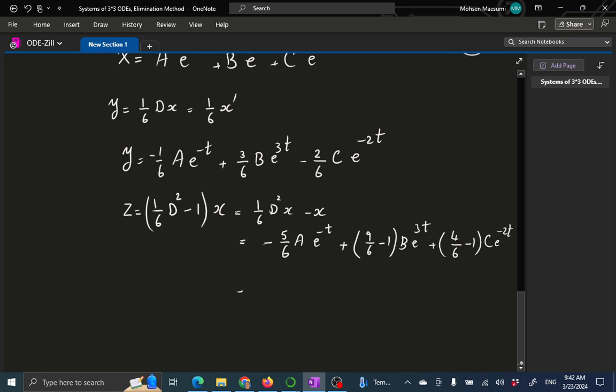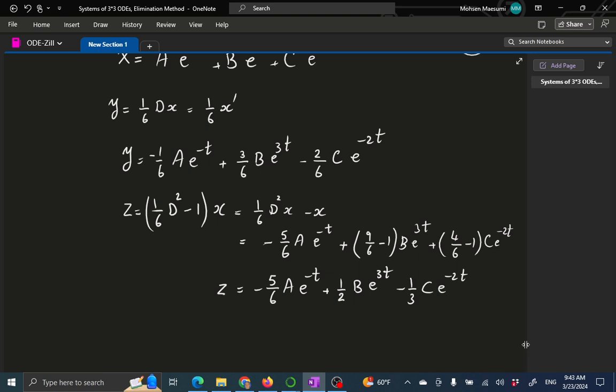So let's clean this up. Minus 5/6 of a exponential of minus t. This is going to be 3/2 minus 1, exponential of 3t. And this is going to be 2/3 minus 1. So that is my z.